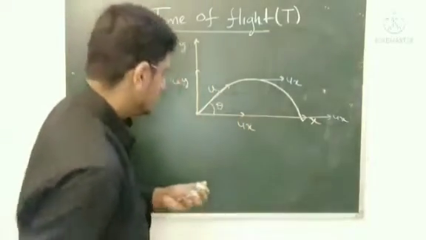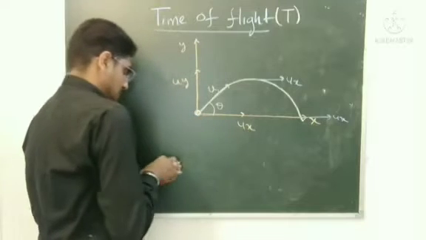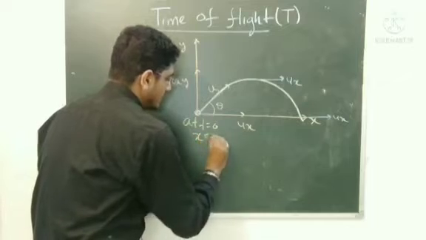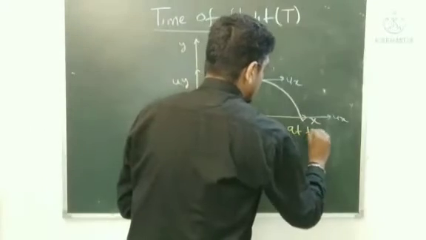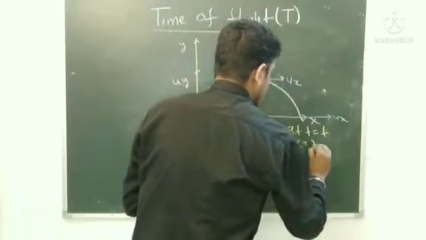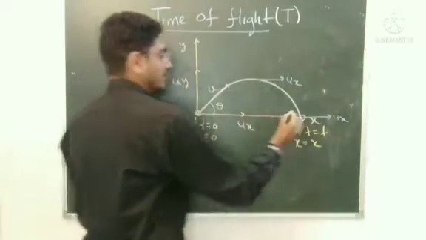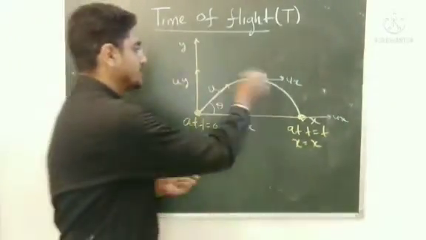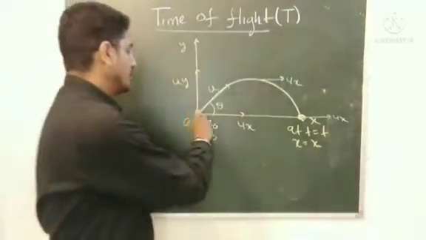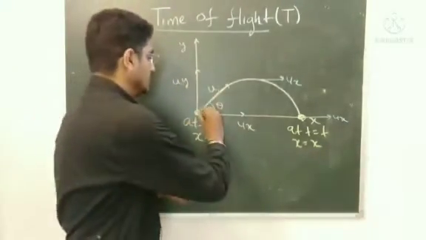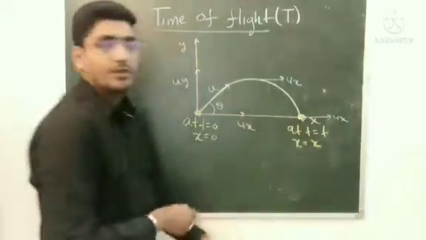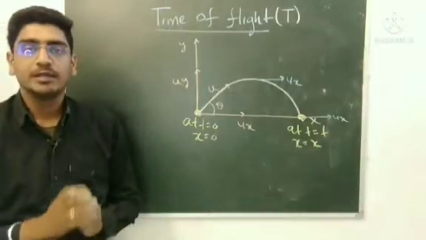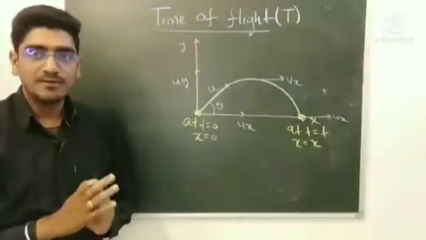Look, suppose we consider one particle at t equal to 0, where x equals 0. After time t seconds, the particle is at x equals x. So after t seconds, the particle will be again on the x-axis. The time required when the particle returns to the x-axis once again, this entire time is called the time of flight of the projectile.